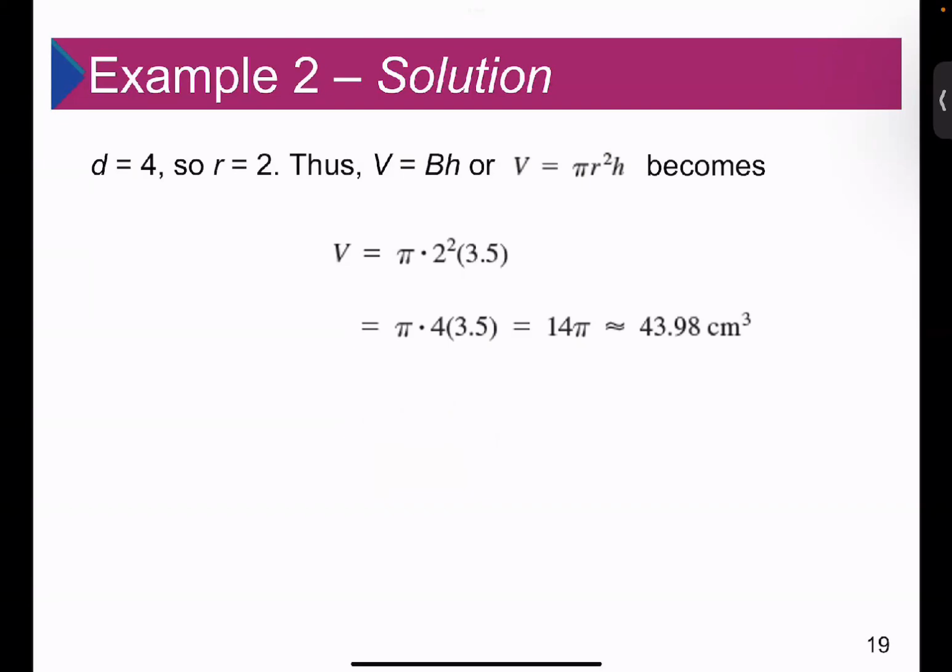So diameter is 4, so it follows r is 2. The volume is given by pi r squared h. So that would be pi times 2 squared times 3.5. So that would be 14 pi, approximately equal to 43.98 cubic centimeters.